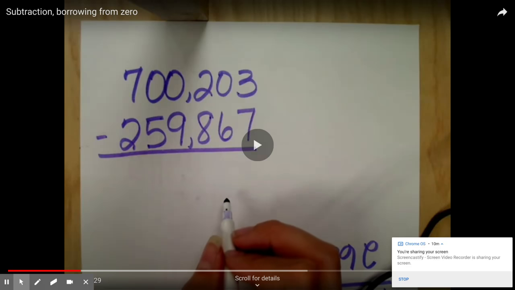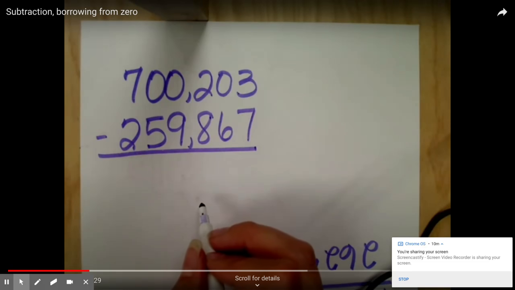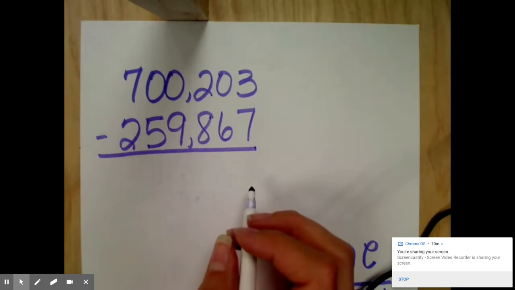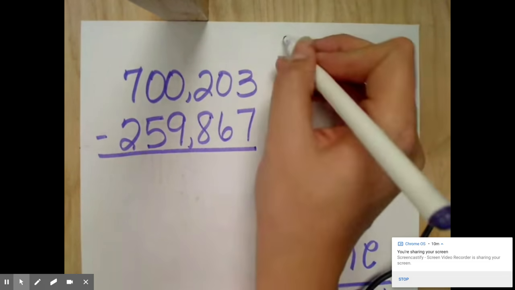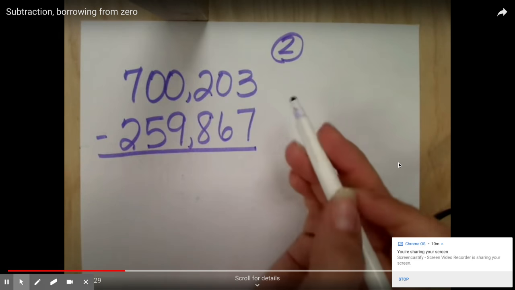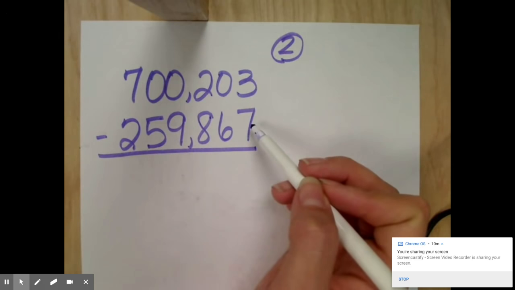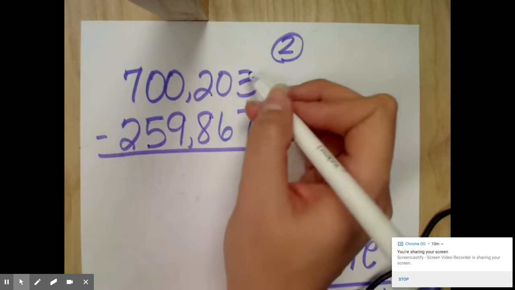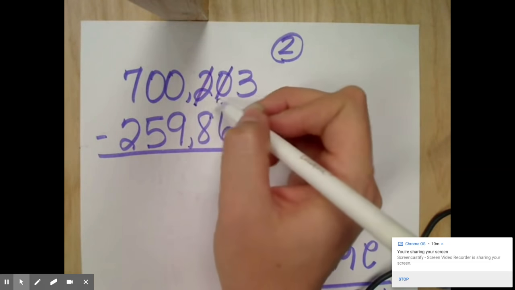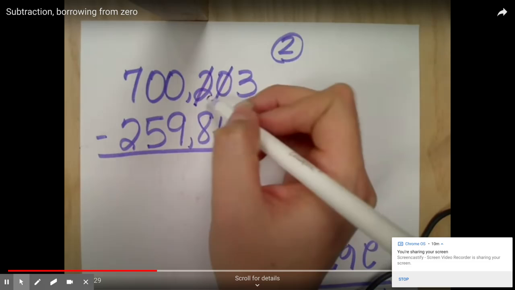So let's look at the ones column. I have 3 ones, and I'm taking away 7 ones. Do I have enough? Well, I don't. I have to regroup. I have to go to the 10s, cross it out. Look, I'm not taking away from the 0 because there's nothing to take away. So instead of taking away from the 0, I'm actually taking away from 20.